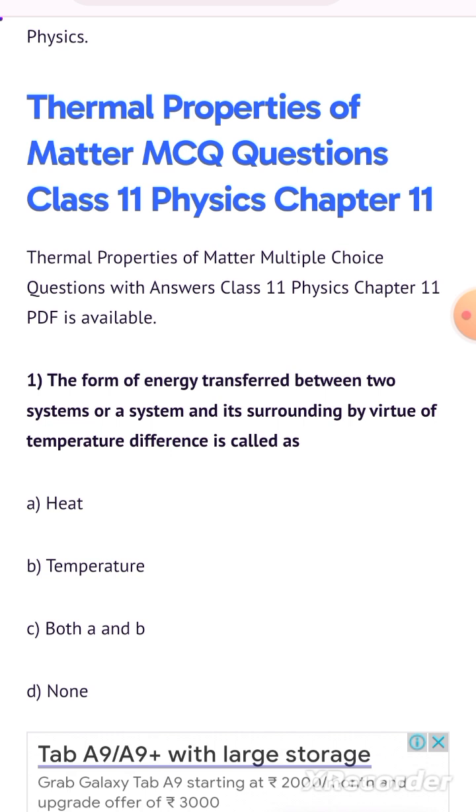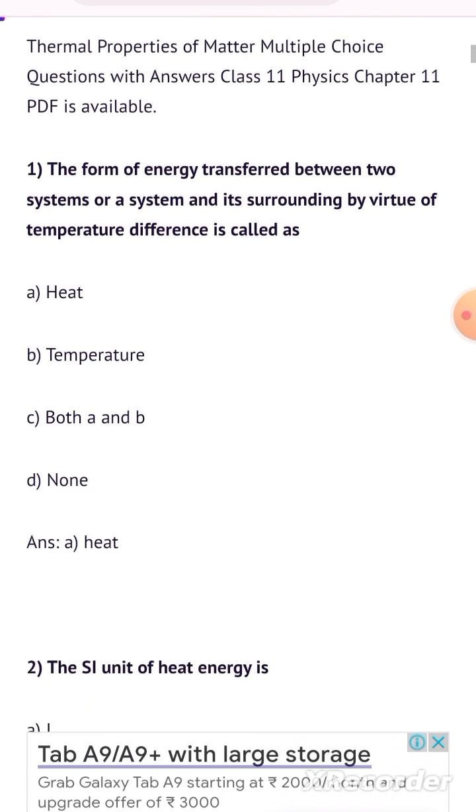The first question here is: the form of energy transferred between two systems or a system and its surroundings by virtue of temperature difference is called as heat, temperature, both A and B, or none. So obviously, something that flows from one system to another or between two parts of a system is the heat. So a system is something that is under observation, and anything beyond the system is surroundings. Okay, question number 2.